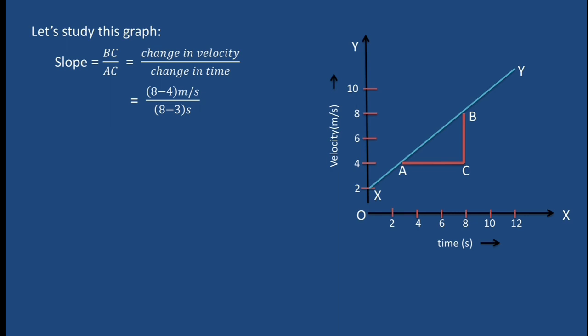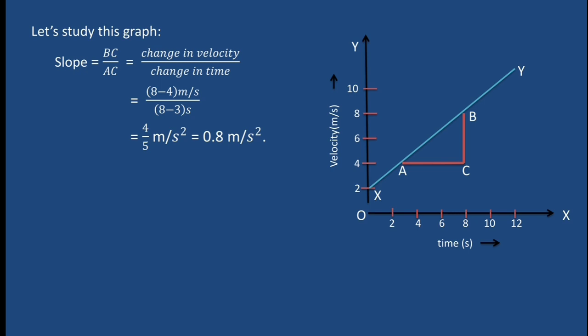And change in time is the time corresponding to point B minus time corresponding to point A. That is, we can say 8, that is time corresponding to point B, minus 3, time corresponding to point A. Now it will be equal to 4 upon 5 meter per second square, which is equal to 0.8 meter per second square. So we can say that acceleration of the object is 0.8 meter per second square.